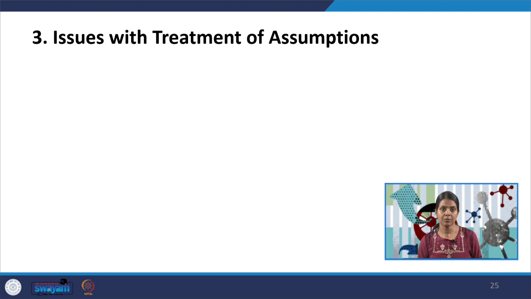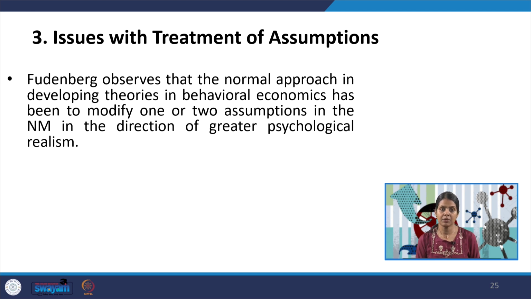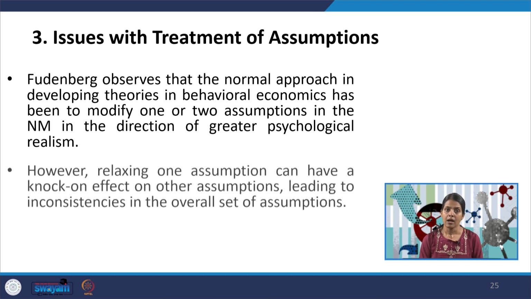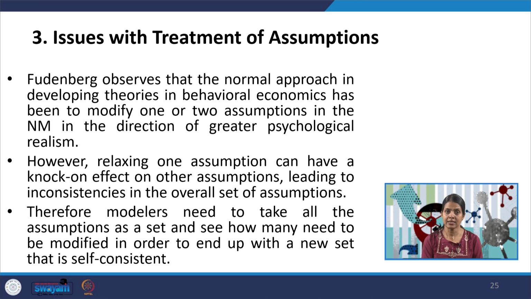So, talking about the third issue, the treatment of assumptions, Freudenberg observes that the normal approach in developing theories in behavioral economics has been to modify one or two assumptions in the neoclassical model in the direction of greater psychological realism. However, relaxing one assumption can have a knock-on effect on other assumptions, leading to inconsistencies in the overall set of assumptions. That is why he suggests that modelers need to take all the assumptions as a set and see how many need to be modified in order to end up with a new set of assumptions that is self-consistent.